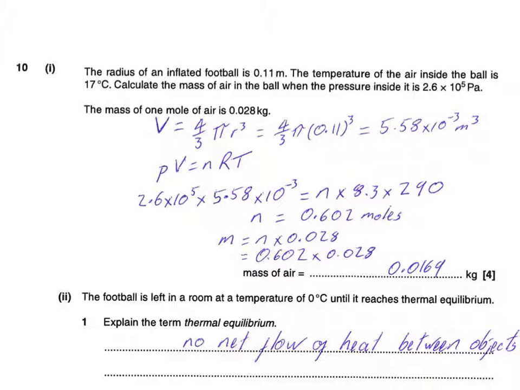I can't believe it. They've allowed 2 out of the 4 marks if you use 17 rather than 290. What's the world coming to? They're getting slack. Okay, so you can calculate n from that, 0.602 moles. Once I know the number of moles, I hope it's self-evident really that the total mass I'd want would be the number of moles multiplied by the mass of 1 mole, and I get through to 0.0169 kilograms.